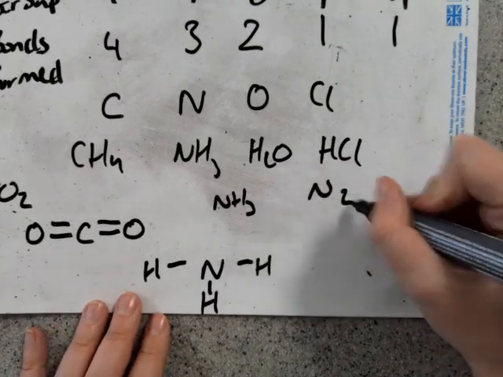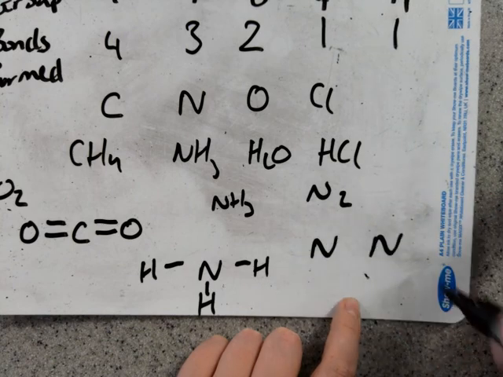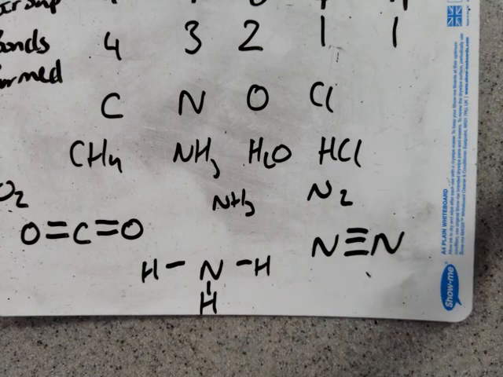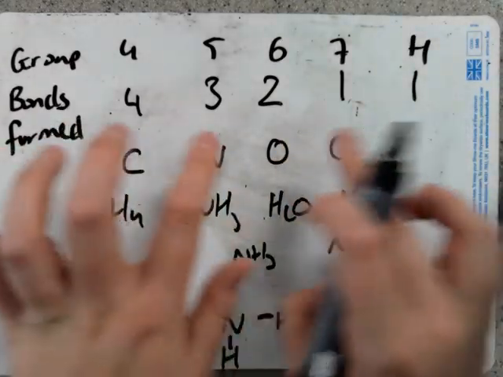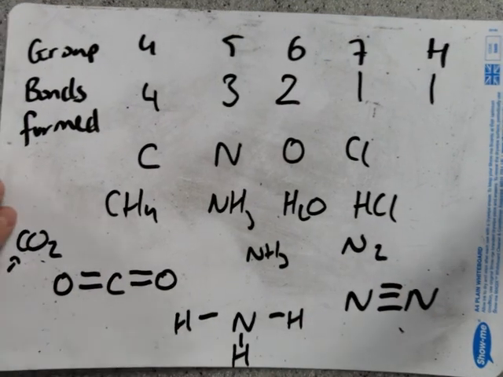If I was doing N2 though, on the other hand, I've got 2 nitrogens bonded together. Each nitrogen needs to form 3 bonds. They're only bonding to each other, so I'm going to have 1, 2, 3 bonds in between. So as long as you're meeting this rule when you're looking at what you've drawn, that everyone has the right number of bonds, then you shouldn't really go wrong.